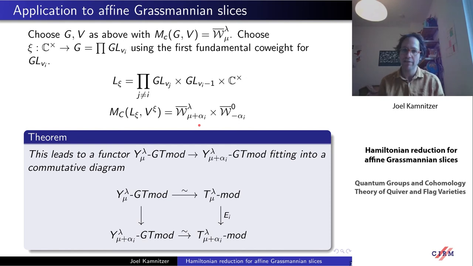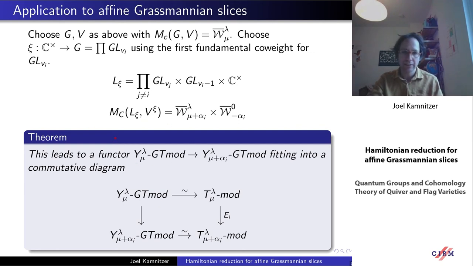So increasing mu by alpha I decreases the dimension of the ith vertex by I, cross a factor which is unimportant and comes from this C star. Remember, if we have the group C star and trivial representation, then we get the Coulomb branch W0 minus alpha I, which is isomorphic to the cotangent bundle of C star. So this is an uninteresting factor which gets split off, and then we have the interesting factor here. This is great for us because this is exactly where we want to be, because this quantizes to our y lambda mu plus alpha I.